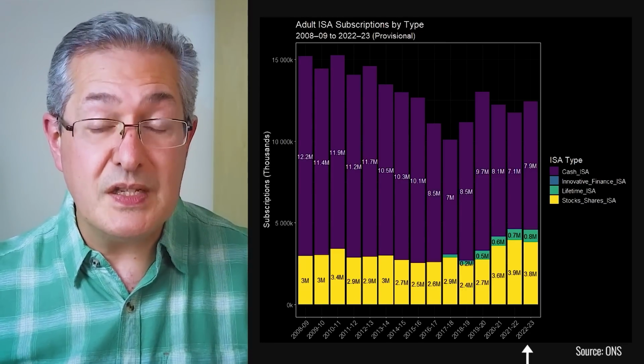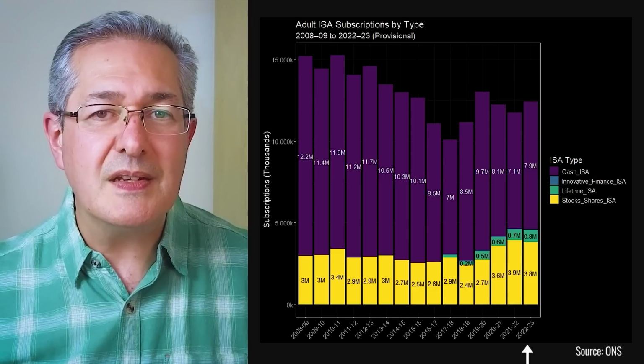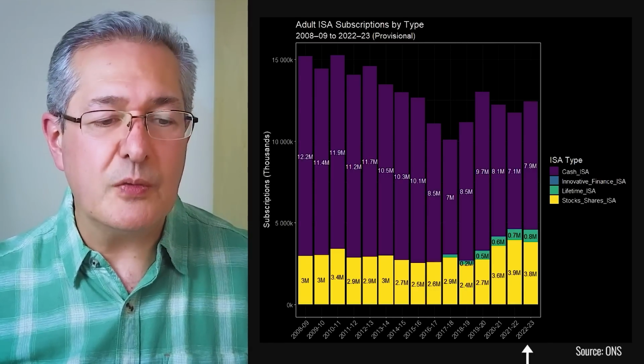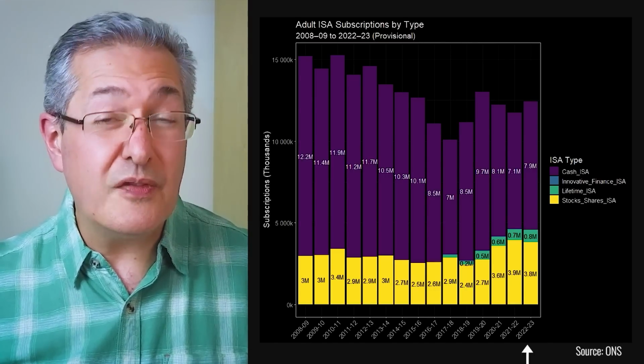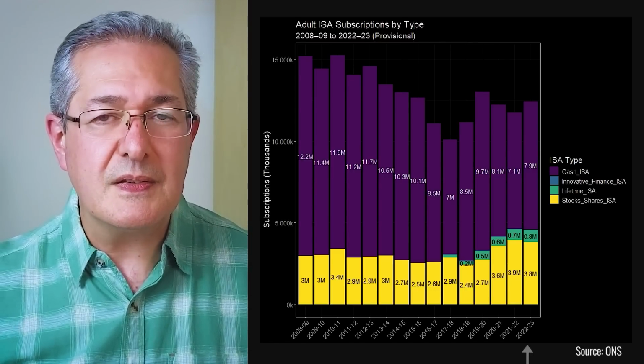For example, in the 22-23 year band, just under 8 million cash ISAs were opened versus just under 4 million stocks and shares ISAs. Now the returns you're going to get for a stocks and shares ISA long term, if you have equity in it, will tend to be much larger and benefit you much more. And yet many people are still opting for the safety of a cash ISA.